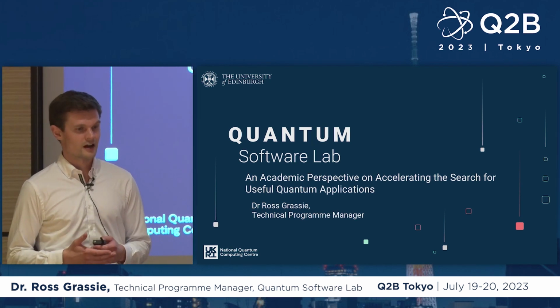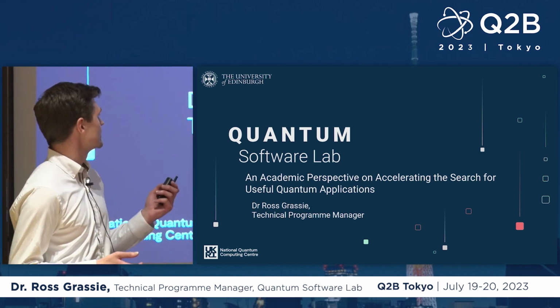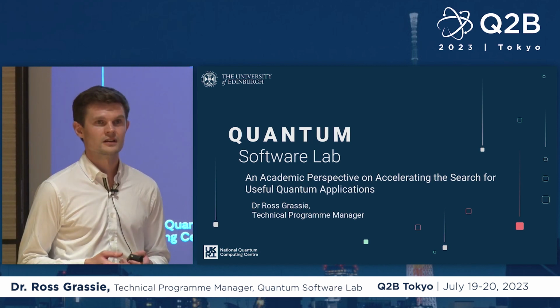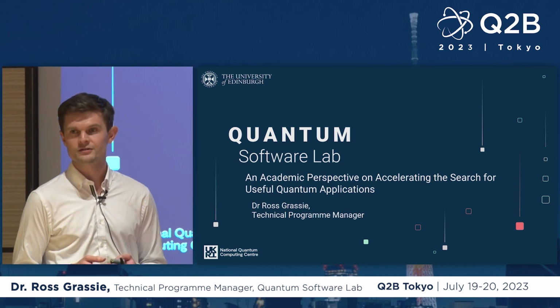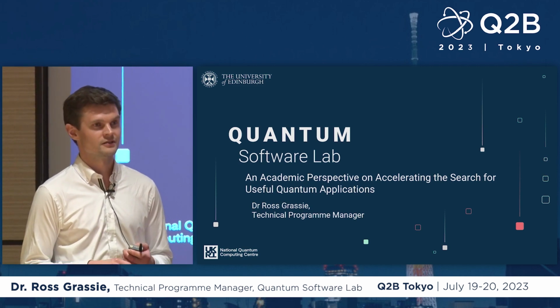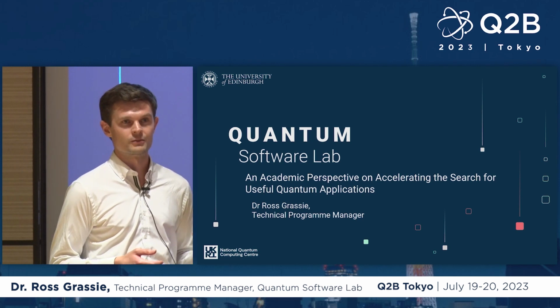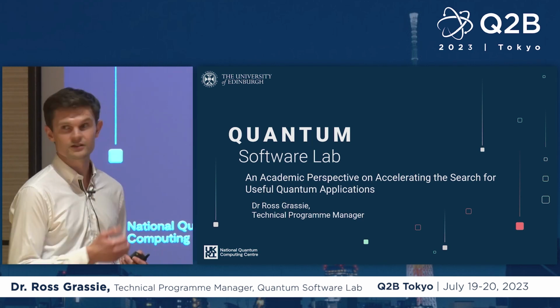is Ross Grassie. I'm a senior researcher at the University of Edinburgh and the technical program manager at the Quantum Software Lab. I'd like to start today by thanking the conference organizers and the British Embassy for giving me the opportunity to speak about our mission, our methodology, and to show some of the expertise that we have at the Quantum Software Lab.